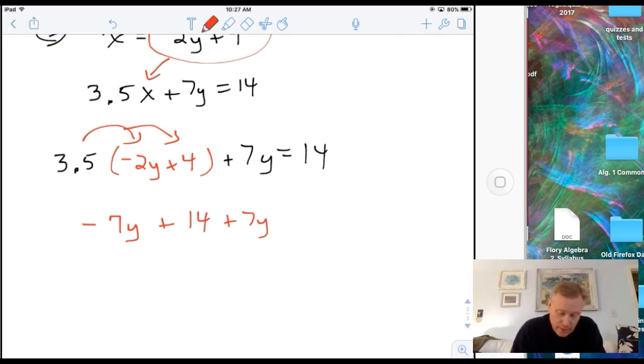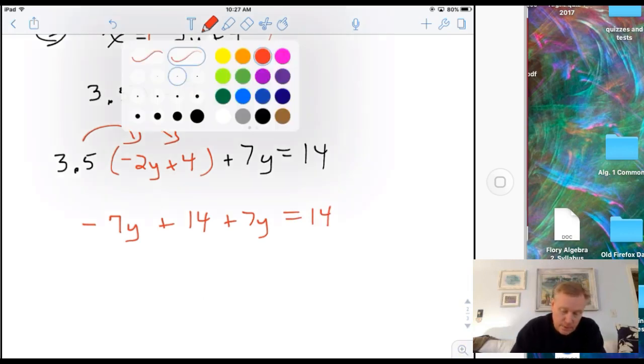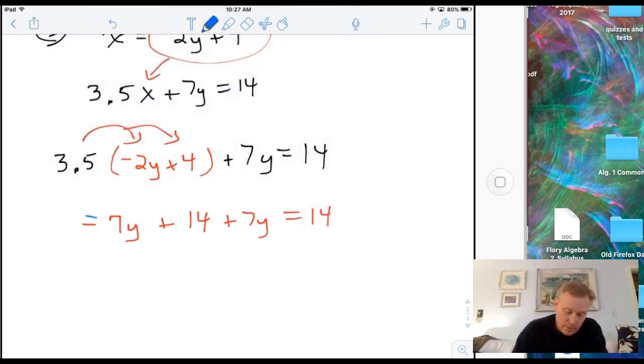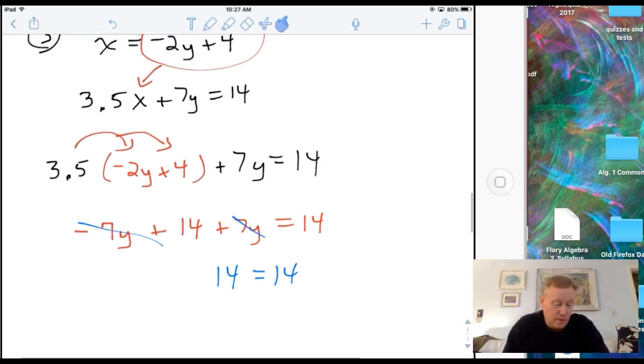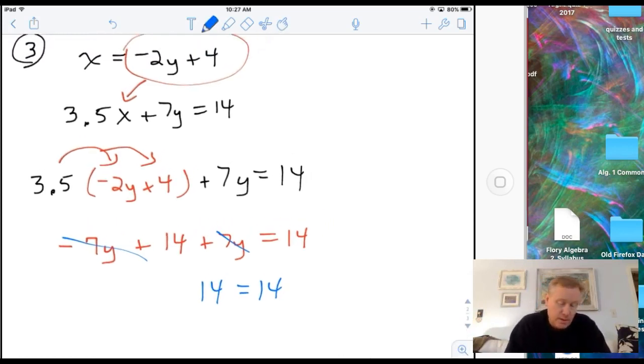Plus 7y equals 14. Ooh, an interesting thing happens. I'm canceling all my variables out, and I'm left with 14 equals 14. Oh, we haven't come across that before. This is one of those special cases, which means since I got 2 numbers that equal each other, this is going to be infinite solutions.